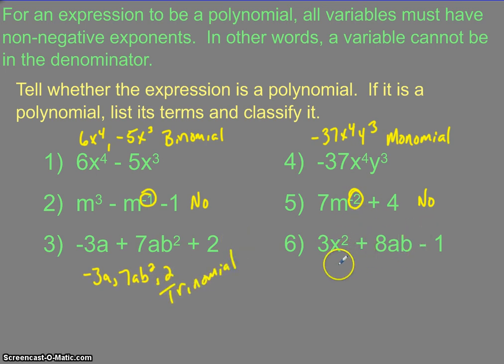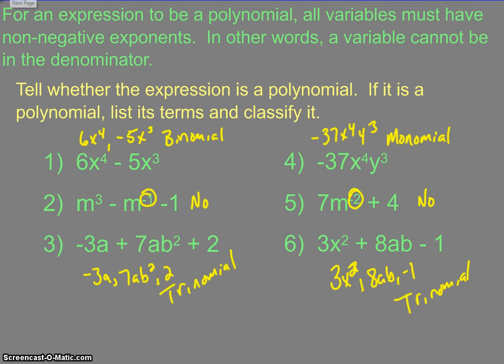Here I've got no negative exponents, so my three terms are 3x squared. I'm sorry, I put a cube there. 8ab and then negative 1. That is called a trinomial. There are three terms. Okay?